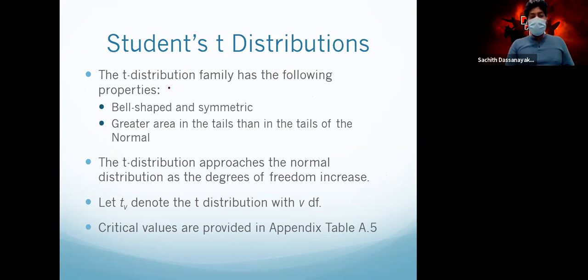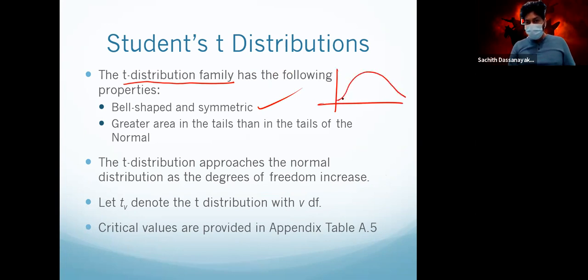The T distribution belongs to a T distribution family. It has some similar properties to the normal distribution. It is symmetric and bell shaped, same as the normal distribution. It is like this. After the next slide I can show you and compare the Student's T distribution and the normal distribution. The T distribution has a much smaller peak than the normal distribution, and greater area in the tails than the normal distribution.